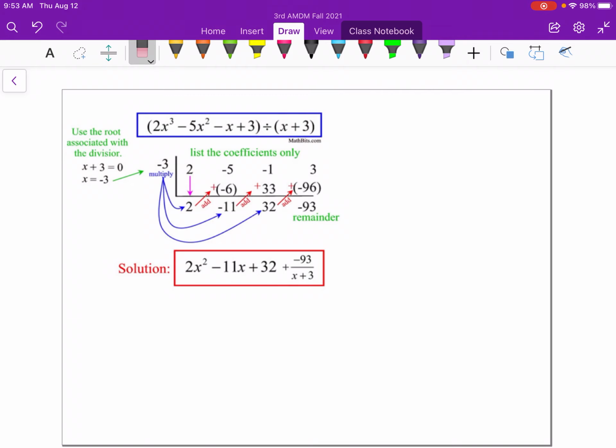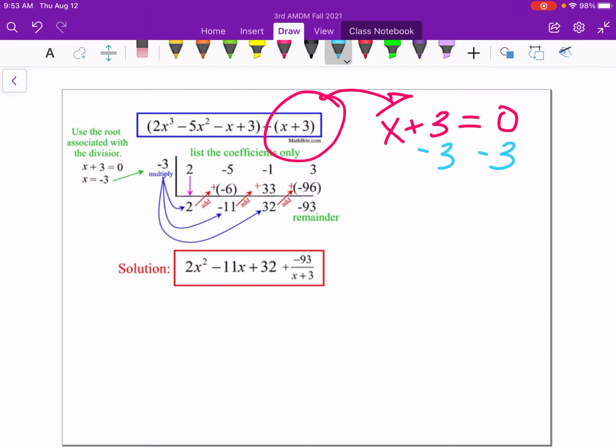So you're going to start with using the root associated with the divisor. You take the divisor, x plus 3, set it equal to 0, and when you solve that, you get x is negative 3. That's what goes right here on the outside. Then you just list the coefficients on the inside. So we've got 2x cubed goes here, negative 5x squared goes here, negative 1 goes here, and then 3 goes here in the last spot.